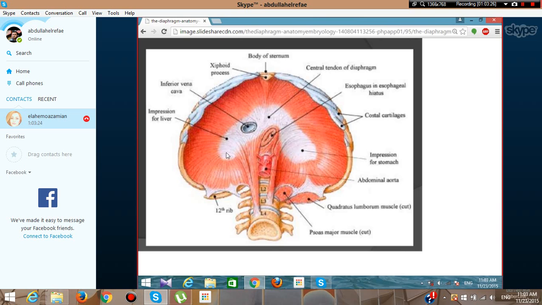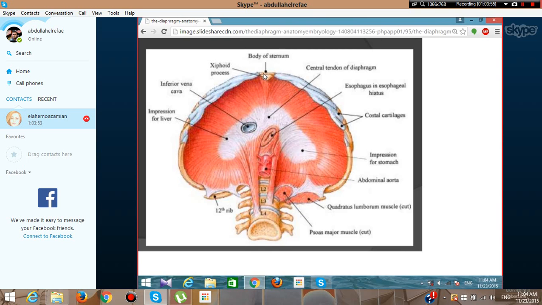So it has two parts: a muscular part and the tendinous part, which is the insertion of the fibers of the muscles. If you look at the muscular part, it originates from three places. It originates from sternum, from ribs, and here from lumbar vertebrae.